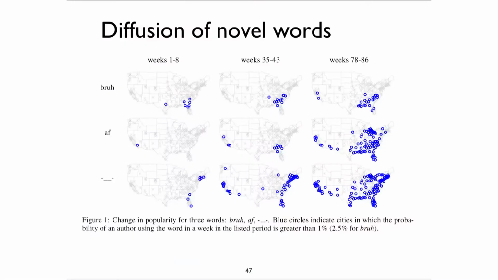So here's just a few examples of diffusion that happens in this data set. And so here's 3 different snapshots for several different words. And so in this row, here's our good friend AF.